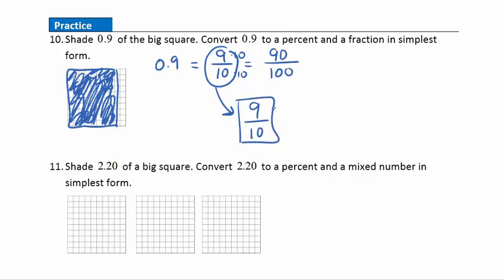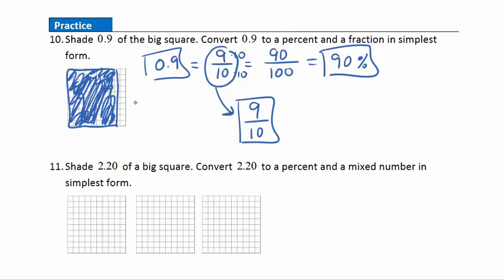So let's see. 90 out of 100, there was our percent. It was 90%. There's our fraction, 9/10. And our decimal form, 0.9, and then here it is shaded.